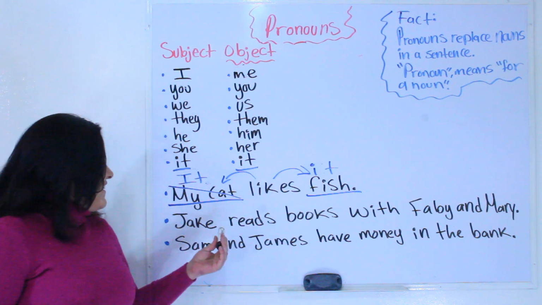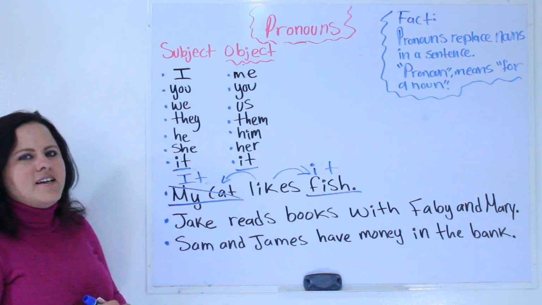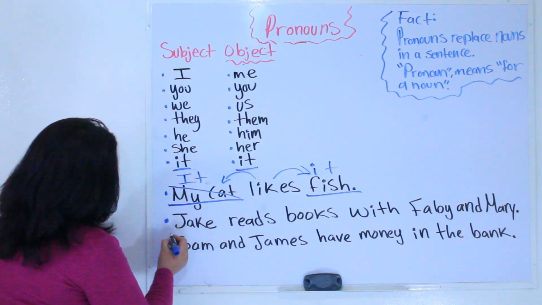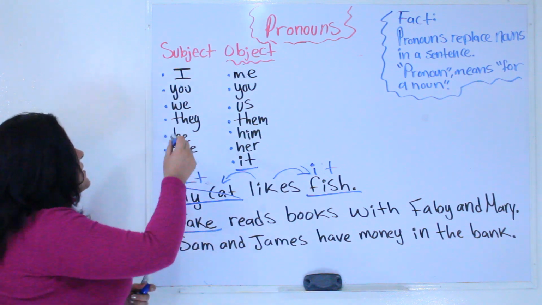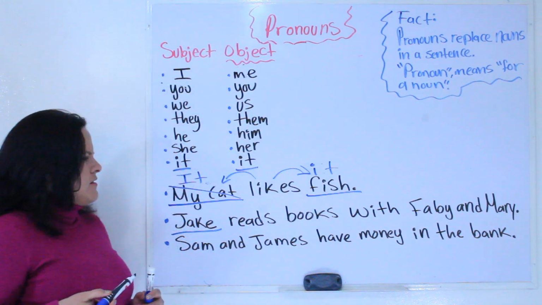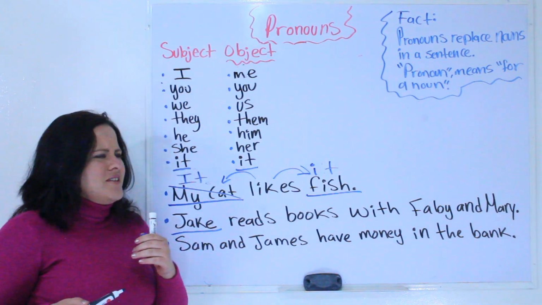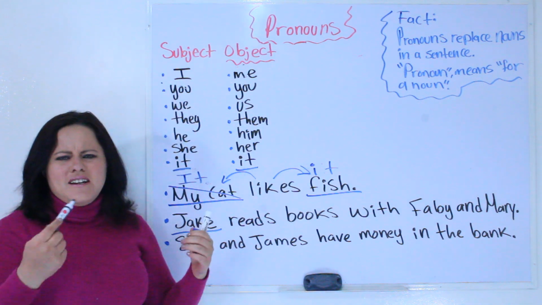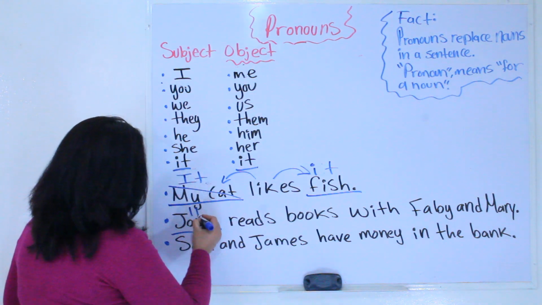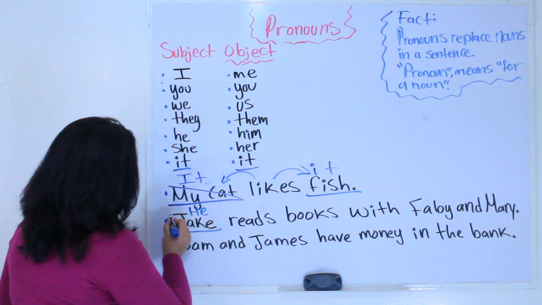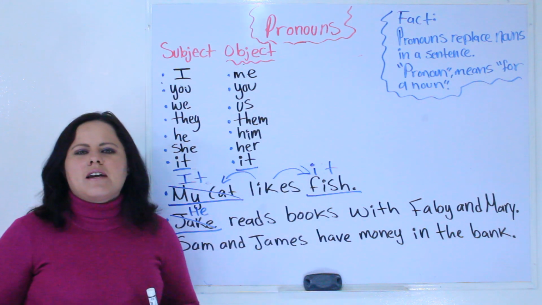Yes? Alright, next then. Jake reads books with Fabi and Mary. Jake is our first noun, and it's the subject of the sentence. So subject. Will we use I, Jake? No, I'm not Jake. You, Jake? No, you're not Jake. We, Jake? No, we're not Jake. Okay, so we would use he. Jake is the name of a man, so we use he. He reads books with Fabi and Mary.